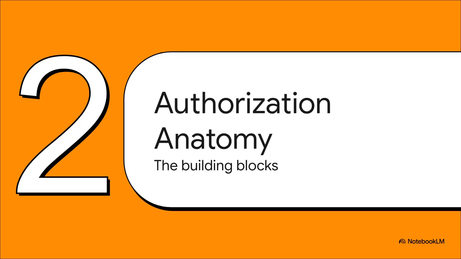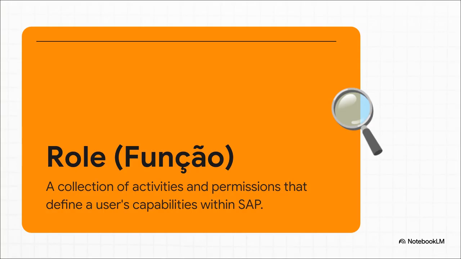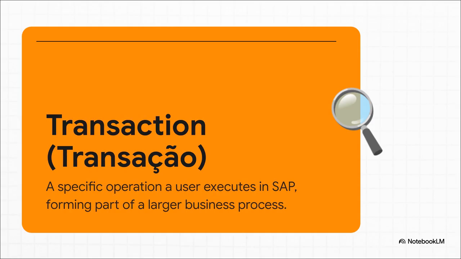Well, you have to understand the fundamental building blocks. So let's pull back the curtain and really dissect the anatomy of an SAP authorization. Everything, and I mean everything, starts with the role. The easiest way to think about a role is like a digital job description. It's a neat little package that contains all the transactions, all the reports, all the permissions a person needs to do their job.